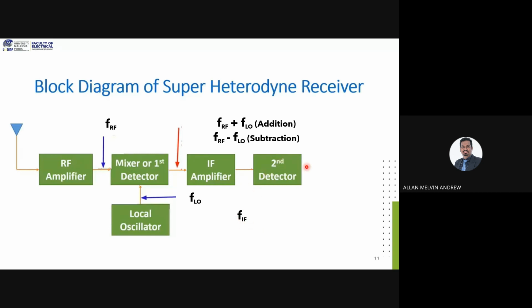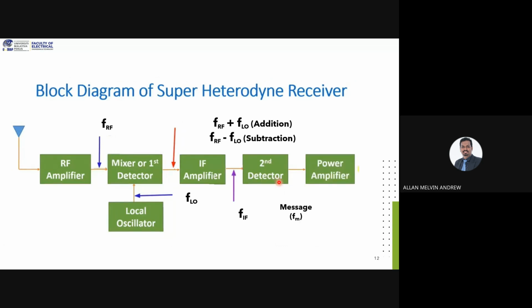It will be passed to the second detector. The output of the second detector is FM, the message that is supposed to be sent, or the modulating frequency FM. This is the output because we are already at the end user. Once it is converted to the message, it will be power amplified and sent to the speaker for the person to receive.